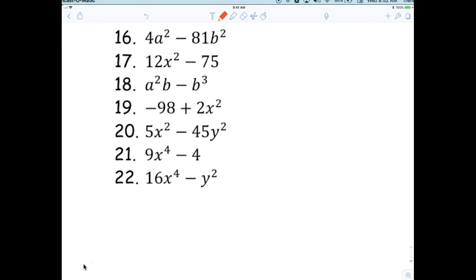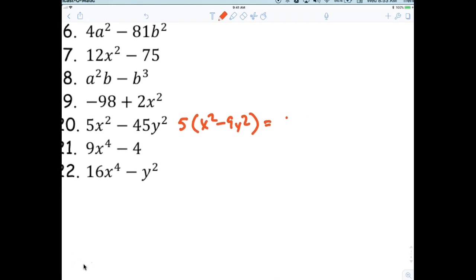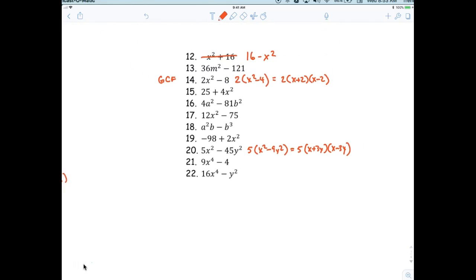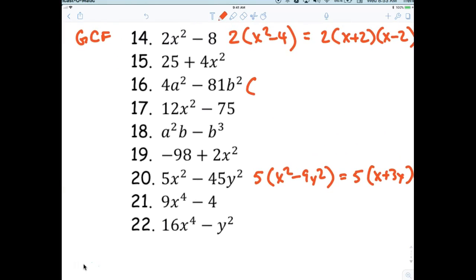You would factor out a what? 5. So let's just do 20. 5 parentheses x squared minus 9y squared. So then that becomes 5 parentheses x plus 3y times x minus 3y. Good. What would you do like about 16? Well, how do I make 4a squared? 2a and then 2a. And how do I make 81b squared? 9b. And one is positive. Yeah, Maxine, that's what I'm saying. That's honestly how simple it is.